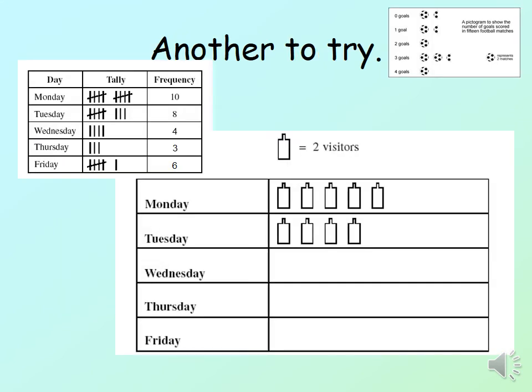Okay, so here's one for you to draw. So remember, each bottle represents 2 visitors, and we have the frequency table on the left hand side showing 10 for Monday, 8 for Tuesday, 4 for Wednesday, 3 for Thursday, and 6 for Friday. So again, I'll pause for 5 seconds so that you get a chance to freeze the screen, and then I'll reveal what it should look like.